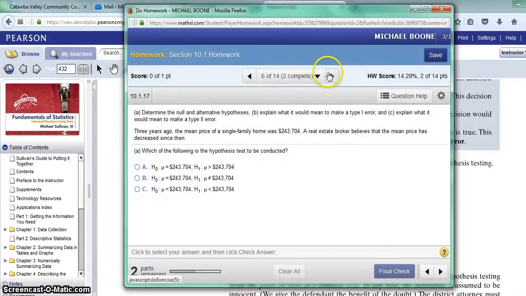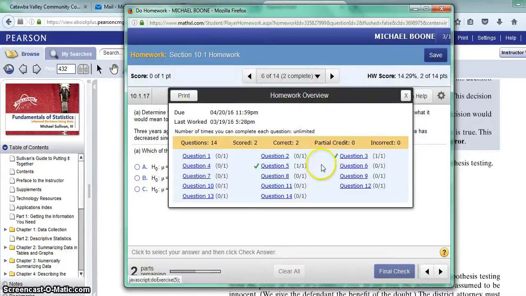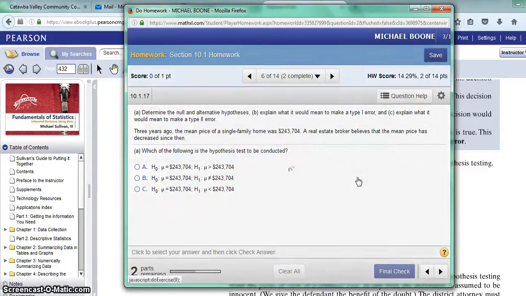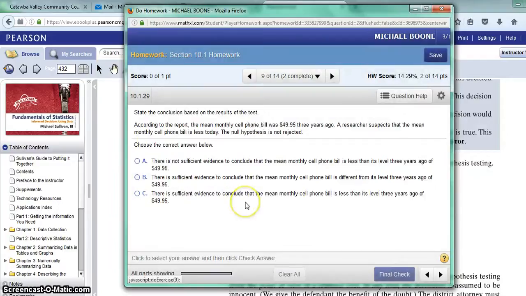And one more example from this section, again mostly words. So this one's dealing with means. So according to a report, the mean monthly cell phone bill was $49.95. So in the past, this is what we believe it is, but they think it's less today. I don't know why. I think mine's gone up. But that the mean monthly cell phone bill is less today.